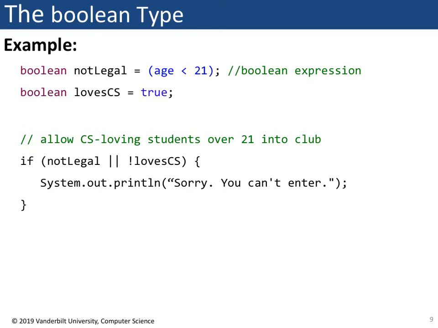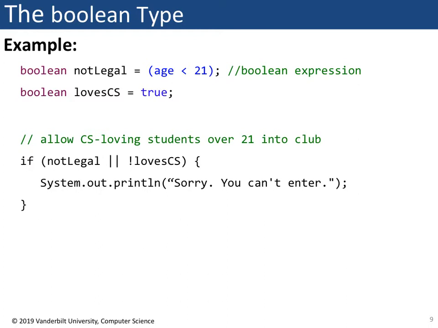So here's an example where we're declaring a variable called notLegal, and this variable has the data type boolean. So this variable is only going to be able to take on the value true or false. And then we're assigning this variable whatever results from the expression age less than 21. So if the value stored in age is less than 21, then the value which is stored in notLegal will be true. However, if the age is greater than or equal to 21, then the value which is stored in notLegal will be false.